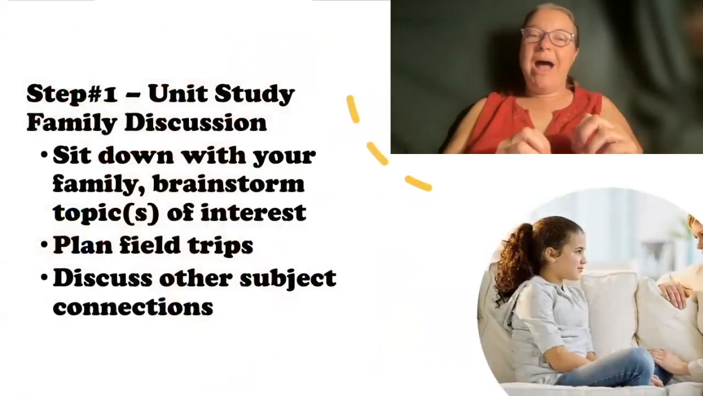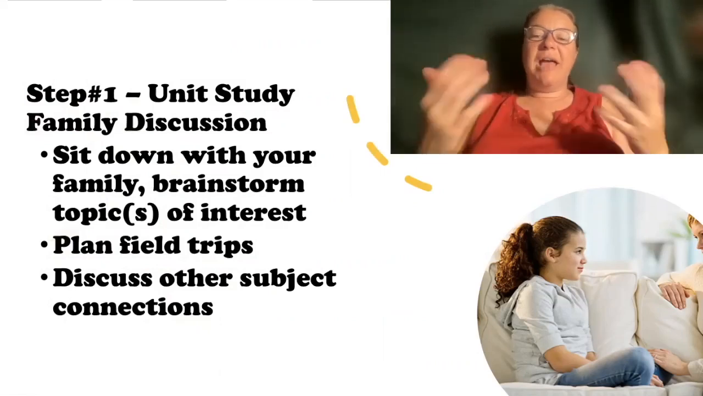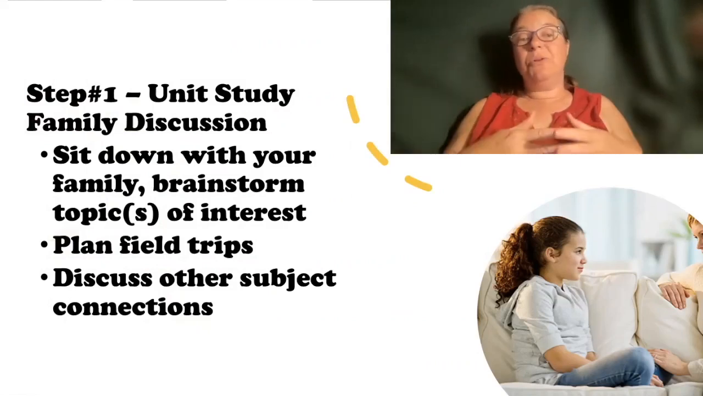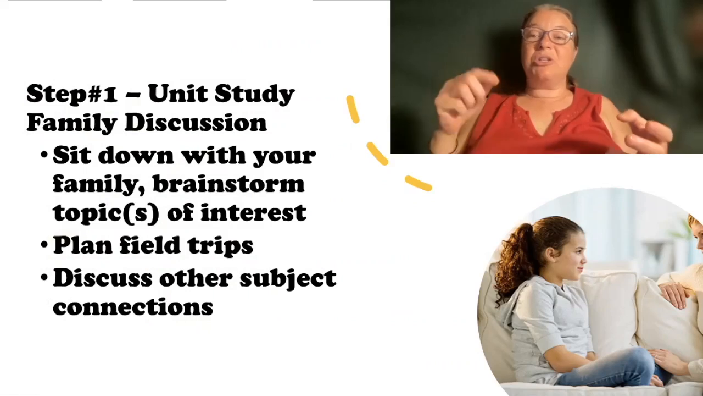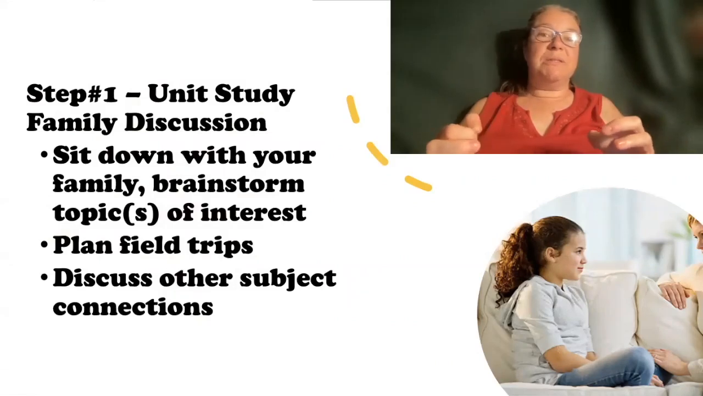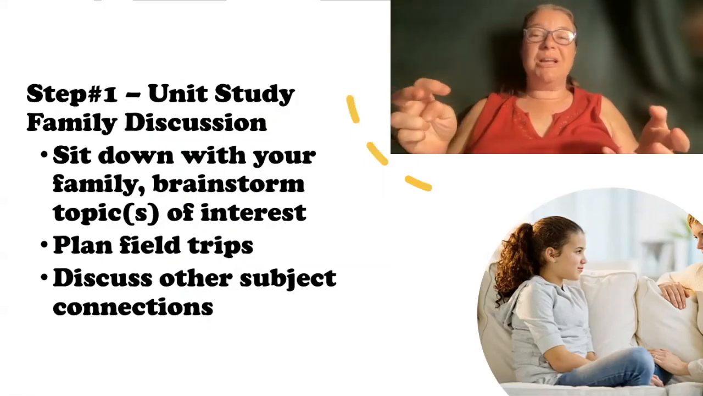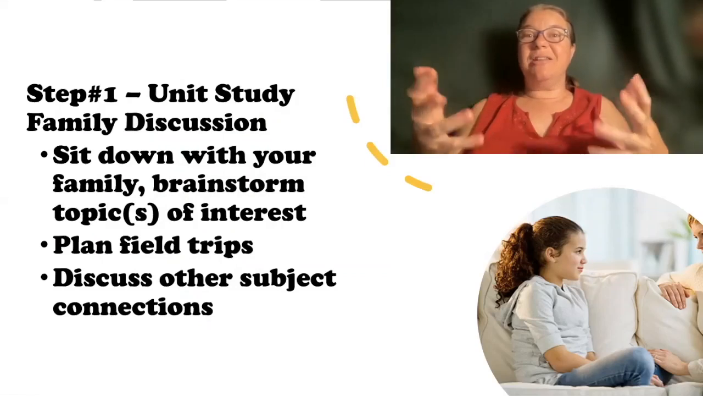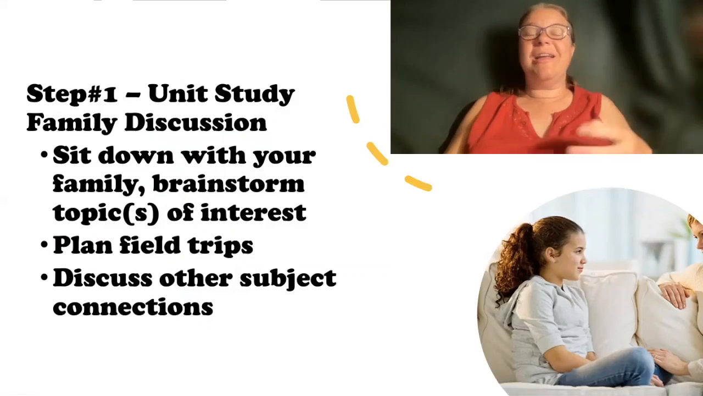Step number 1 for a highly successful unit study, you want to first have a family discussion and discover what your kids' top learning interests are. And then brainstorm different topics. And I actually have a unit study planner helping you do that very thing. You can plan field trips during this time or just get field trip ideas. Discuss other subject connections. My top tip for other subject connections is make it like a treasure hunt. Like, where is the math found? Where's the history found? Where's the literature found? What creative writing activities can we do from your child's top learning interest?